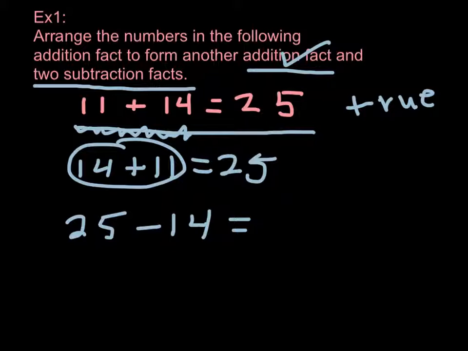Remember, all these are equations that are called a fact family. They have the same 3 digits in them. Well, 25 minus 14 would be equal to 11. Okay? So that's one subtraction fact.